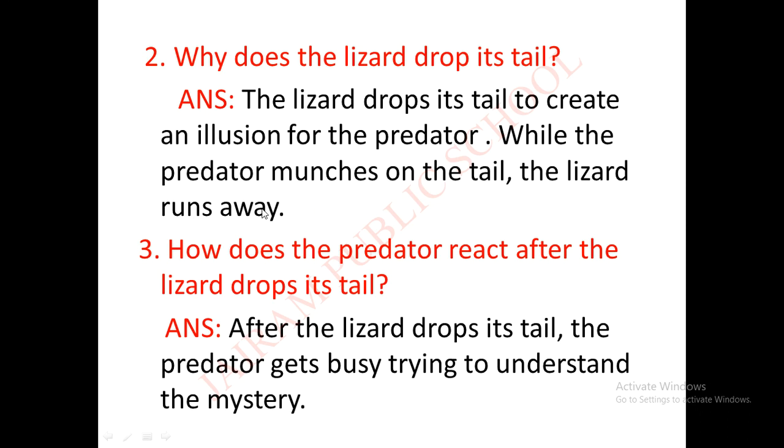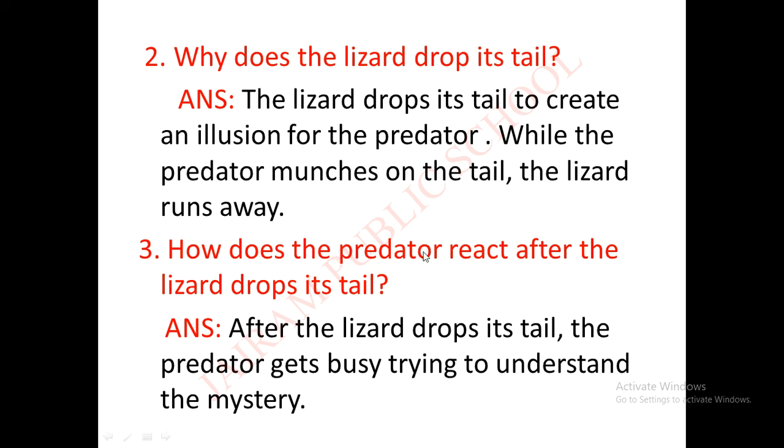Can you guess? So that is the reason the lizard is a clever animal. The lizard drops its tail to create an illusion for the predator. While the predator munches on the tail, the lizard runs away. What is the spelling of the word illusion? I-L-L-U-S-I-O-N, illusion. Create, C-R-E-A-T-E, create. Munches, M-U-N-C-H-E-S, munches.